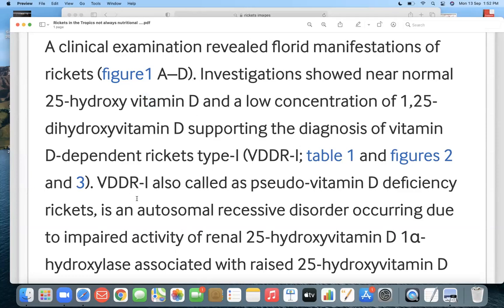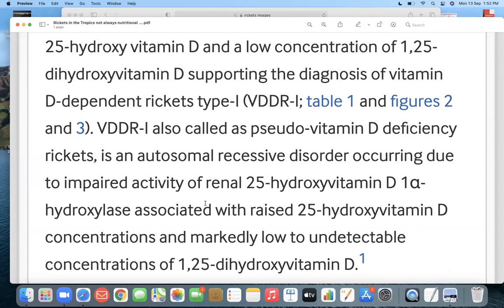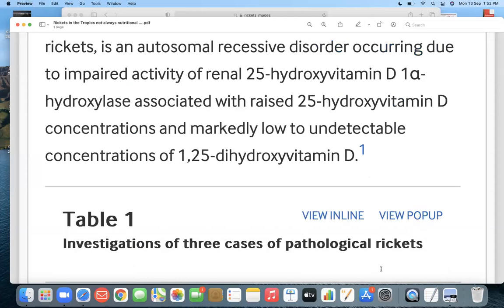Okay. VDDR1 is also called pseudo vitamin D deficiency rickets. Okay, the other name we have to remember, pseudo vitamin D deficiency rickets, is an autosomal recessive disorder occurring due to impaired activity of renal 25 hydroxy vitamin D 1 alpha hydroxylase associated with raised 25 hydroxy vitamin D concentrations and markedly low to undetectable concentrations of 1,25 dihydroxy vitamin D.